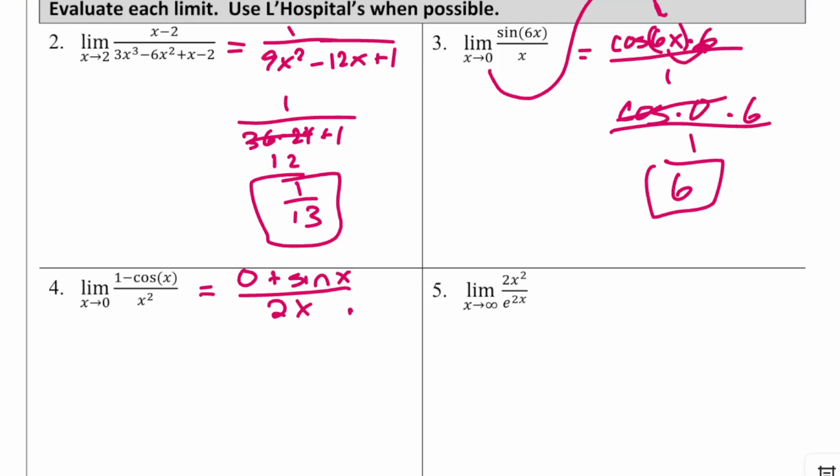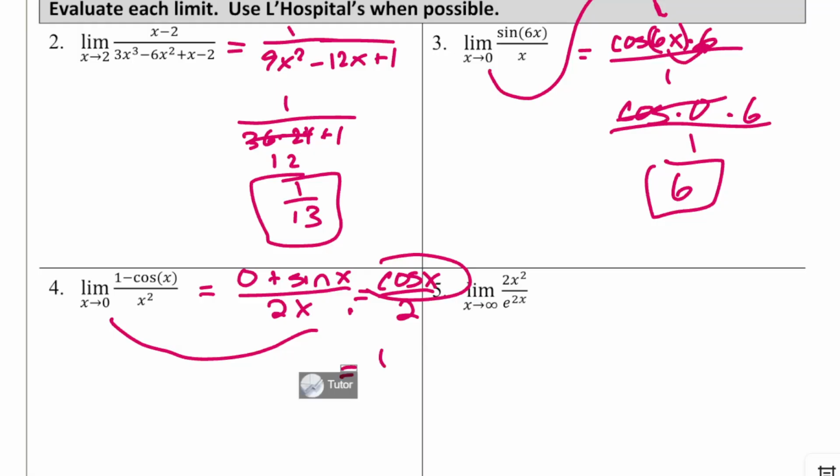All right. And then I'll plug in 0 and I get 0 over 0 again. Sine of 0 is 0. 2 times 0 is 0. So that means I apply L'Hopital's again. I'll take the derivative of top and bottom again. So I get cosine x over 2. And then I'll plug in 0. So I get 1 in the top and 2 in the bottom. So final answer 1 over 2.